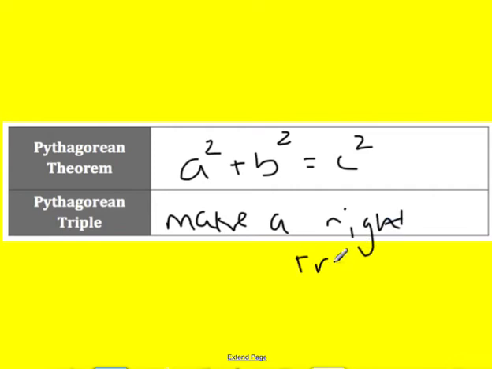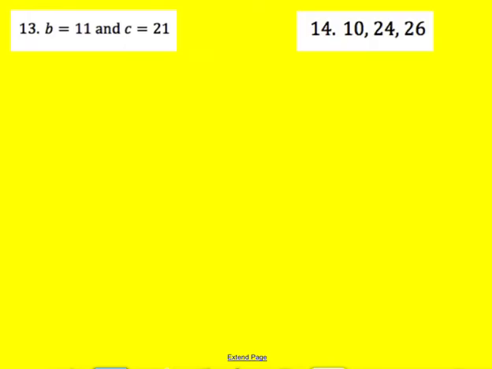Okay, so the Pythagorean triple are 3 numbers that make a right triangle. Let's go ahead and take a look at applying these two properties. For number 13, we know b and we know c, so what we don't know is a. So a squared plus 11 squared is equal to 21 squared.